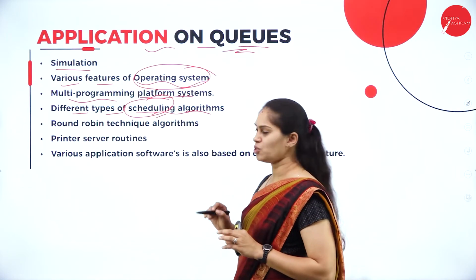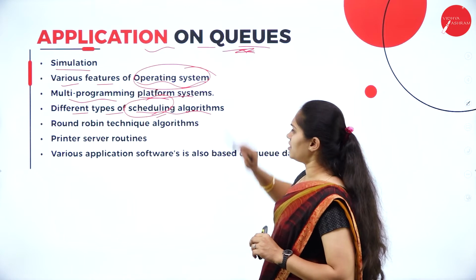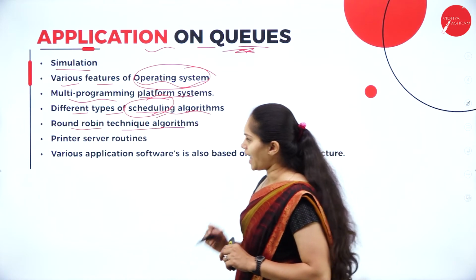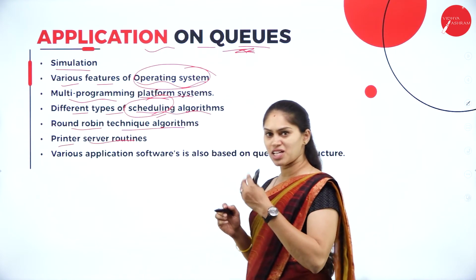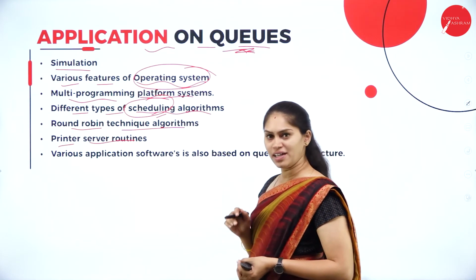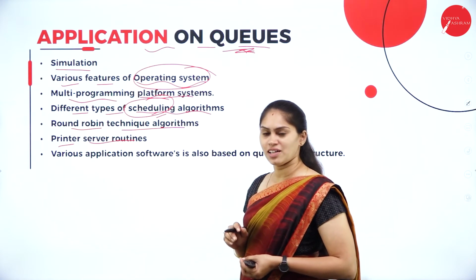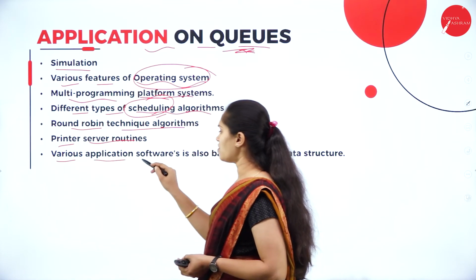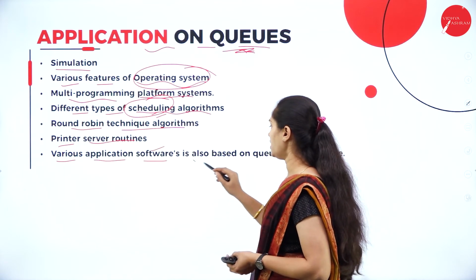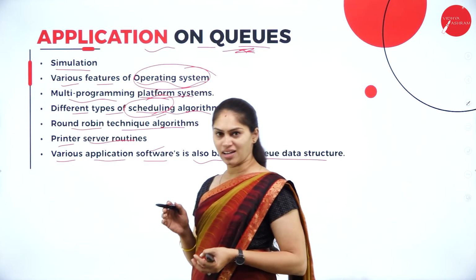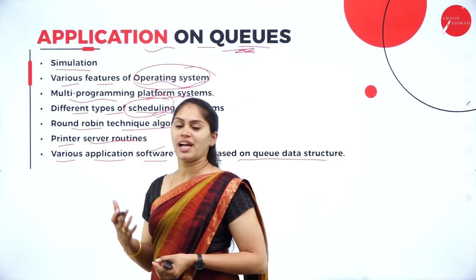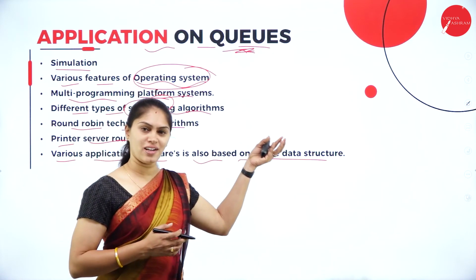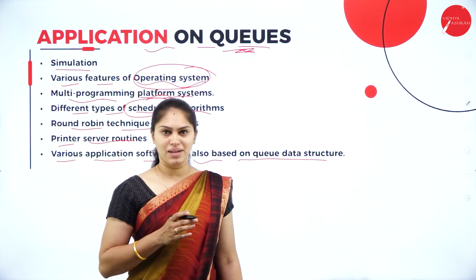To do this scheduling, we can use the queue data structure and the round robin technique. Along with that, printer server routines work based on some priority. Most of the priority queue operations or the priority queue data structure will be used in all these scenarios. Along with that, there is certain application software that is also based on the queue data structure. So these are the different fields where the queue data structure helps.